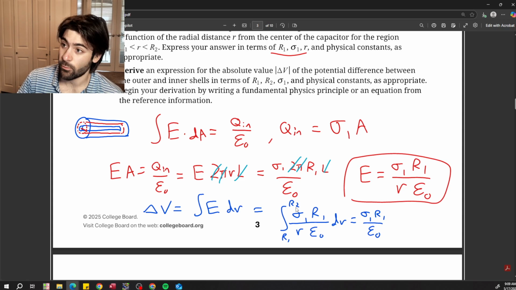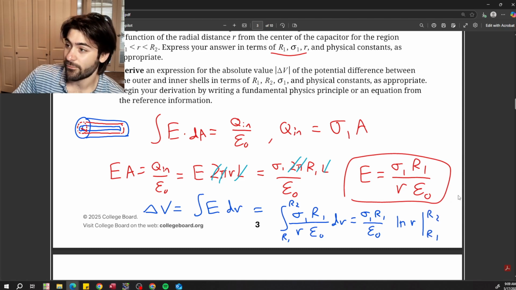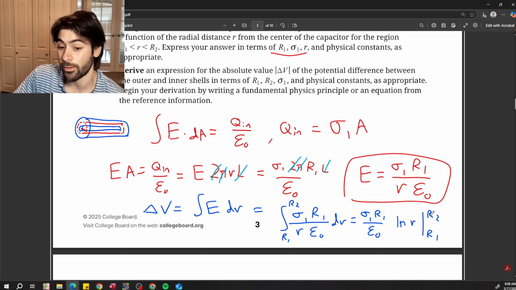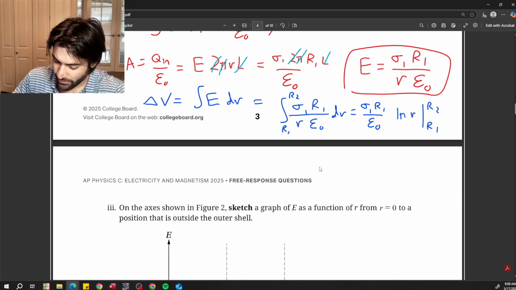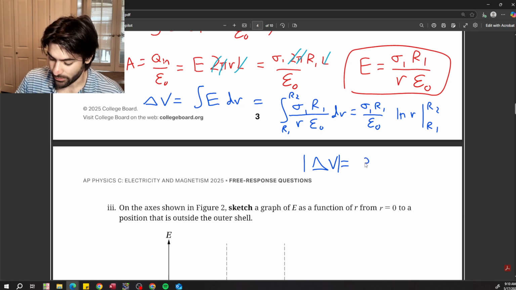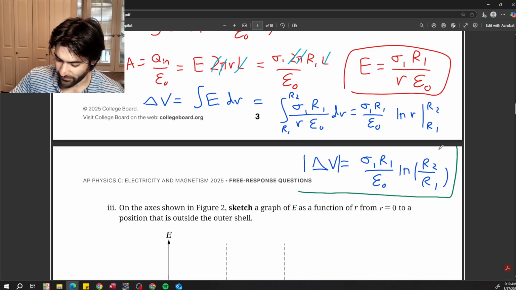That'll leave us with the integral of 1 over r, which becomes the natural log of r from R1 to R2. Now, if you remember with natural logs or any logarithms, we'll have ln R2 minus ln R1. If you subtract two logs, that becomes a quotient, or dividing on the inside. So the absolute value of the voltage difference, we're going to want to have R2 in the numerator, that's the larger one. That'll be sigma 1 R1 over epsilon naught, natural log of the ratio of the two radii. That's the answer for part 2.